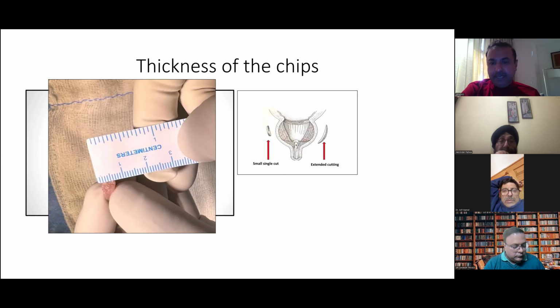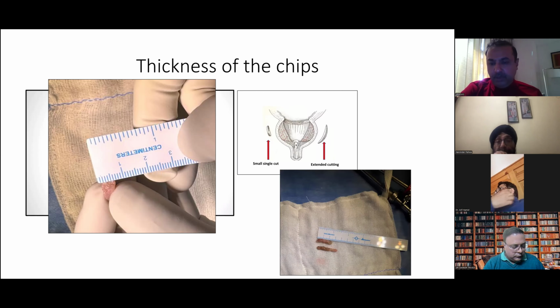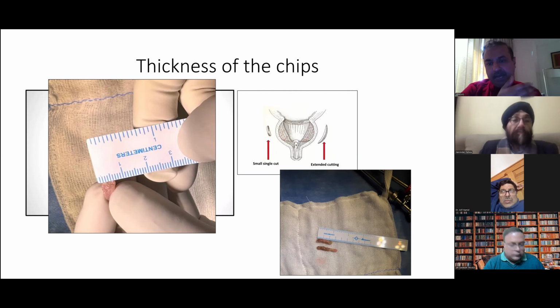And coming to extended cutting versus small single cuts. When do you do extended cutting? You do extended cutting in a large prostate, and small cuts when you are towards the apex of the prostate. So these are the two different chips in the same patient, and you can see the difference between the chips. When you're doing initially, if you have taken a large cut, the time spent in the patient is less. So hence the complications of the TURP.